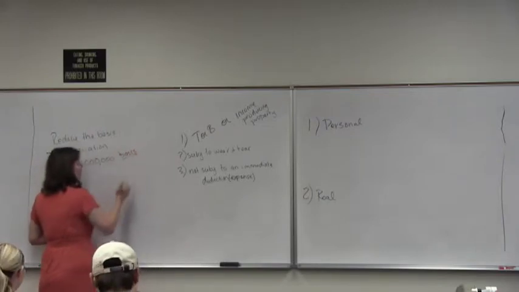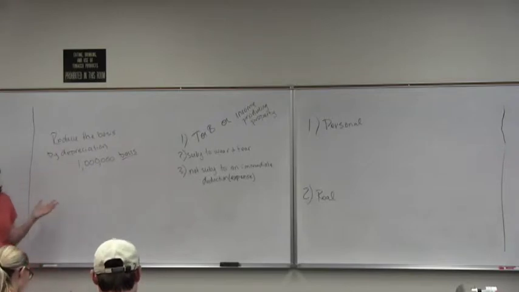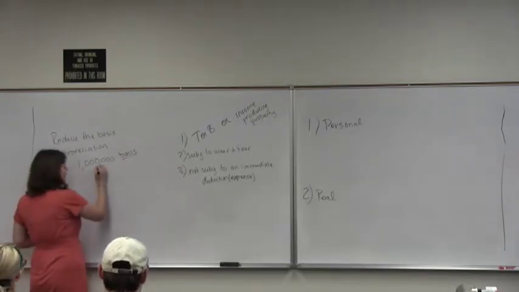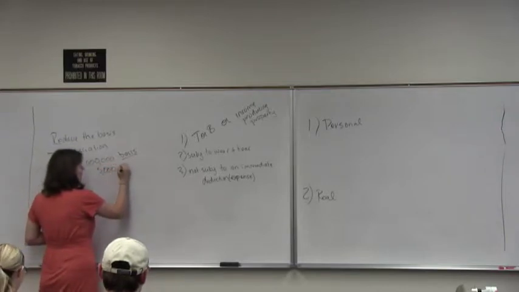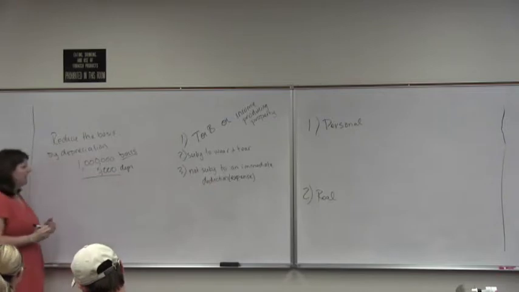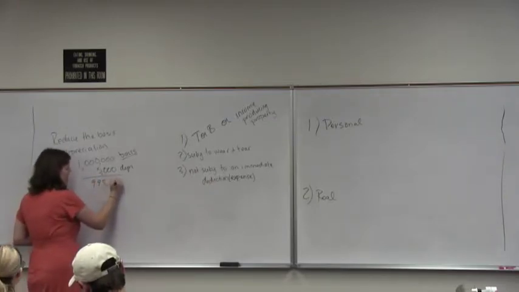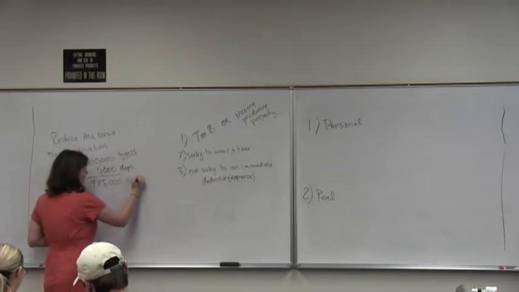Depreciation is taken off of the basis. Then let's just assume, I'm not calculating it right now, let's just assume in the first year we take $5,000 of depreciation. Now we have a basis of $995,000. This is our new basis.